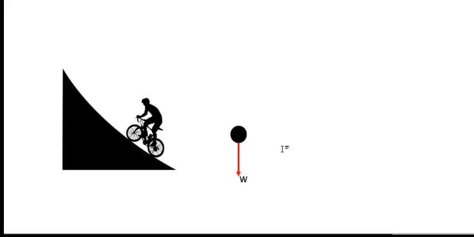Now there's going to be a normal force. Whenever there are two surfaces that are exerting a force, we call it normal, and it is always perpendicular. So I'm going to draw it perpendicular.